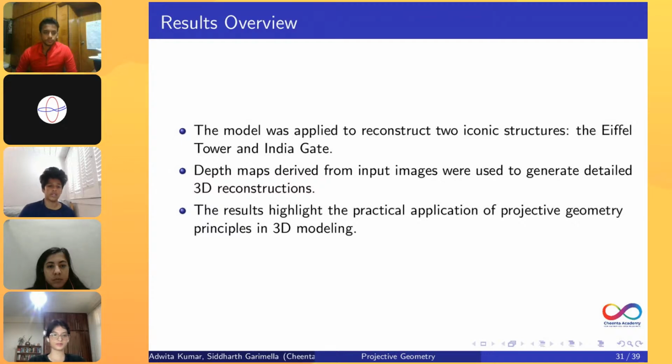Okay, so the results overview. The model was applied to reconstruct two iconic structures, the Eiffel Tower and the India Gate. Depth maps derived from input images were used to generate detailed 3D reconstructions, and the results highlight the practical application of projective geometry principles in 3D modeling. Next slide, please.